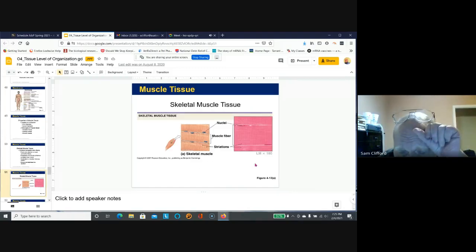So if we look at skeletal muscle tissue, it's long fibers, and because of the structure of the proteins, there are stripes, or striation. It's multinucleate, and all it is, is long, specialized fibers that can contract and relax.